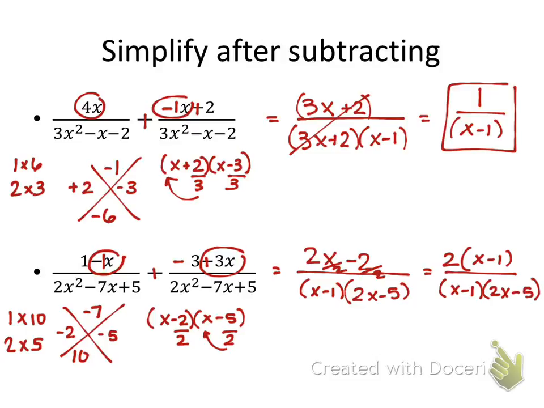Now, do you see any identical families? Yes. 2 over 2x minus 5. Now, can I cancel those 2's out? No, because this is part of a family, and we cannot cancel it out. So this is my final answer.